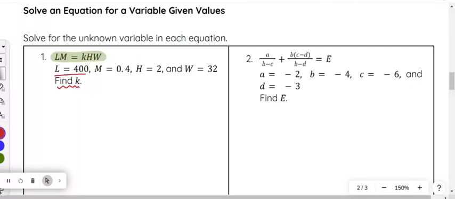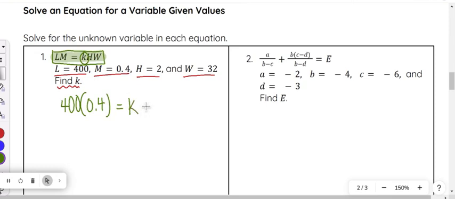They tell us that L has a value of 400, m has a value of 0.4, h is 2, and w is 32. So I'm going to plug the values we have below into this equation. L is 400 times m, which is 0.4, equals, then k is unknown. We don't know what k is, so I'm going to leave that as k for now, times h, which is 2, times w, which is 32.